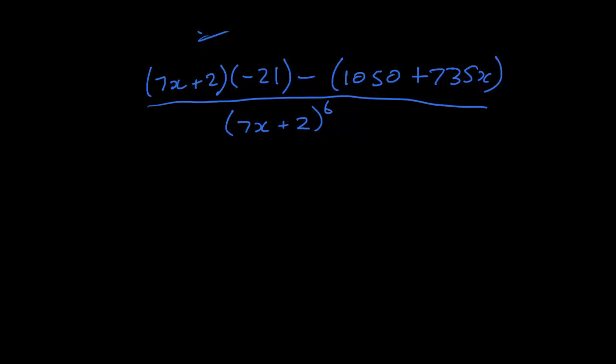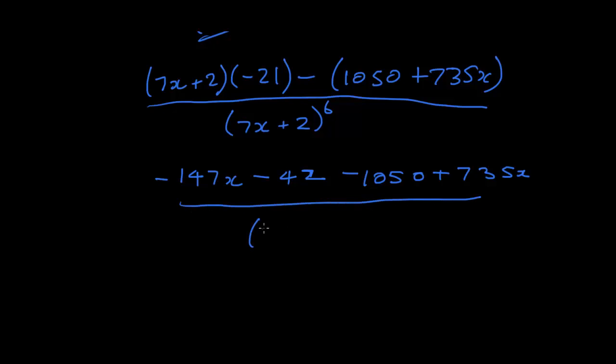Now we have to multiply all this stuff. Negative 21 times that, all that. Okay, let's just write this out. We would end up getting negative 147x, negative 42, and negative 1050 plus 735x, all over, again, (7x + 2) to the power of 6. This is all done in the calculator that I'm using in my hand, but obviously you can't see it.